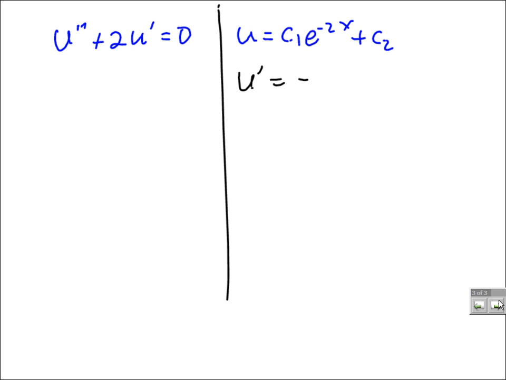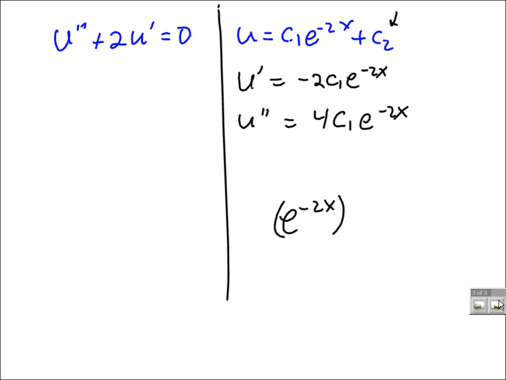u prime will be negative 2c1 e to the negative 2x plus 0. u double prime will be 4c1 e to the negative 2x. How am I getting these answers? The derivative of e to any number times x is e to that number x times the derivative of the power, which is always that number. So kind of all that happens is the power comes down, multiplied by the constant in front, that 4c1.